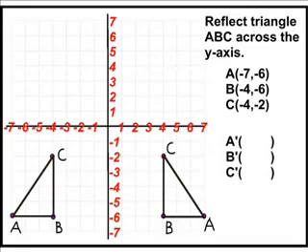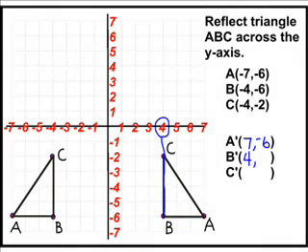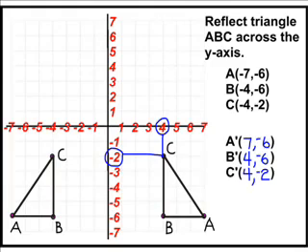Now, let's write down the ordered pairs of the new points. Point A is located at +7, -6. Point B is located at +4, -6. And point C is located at +4, -2.